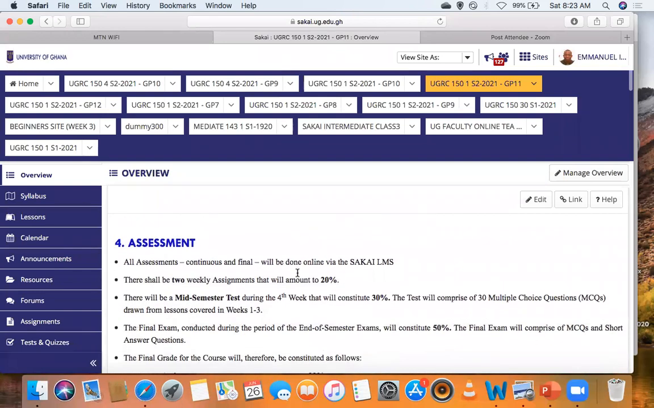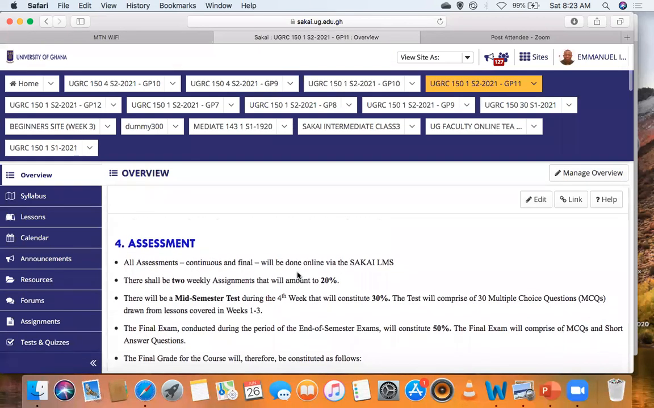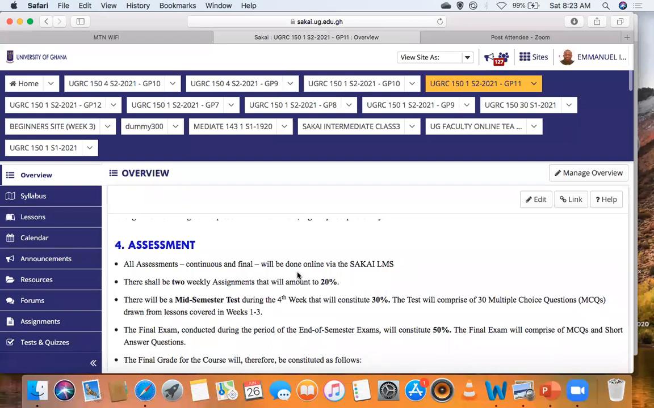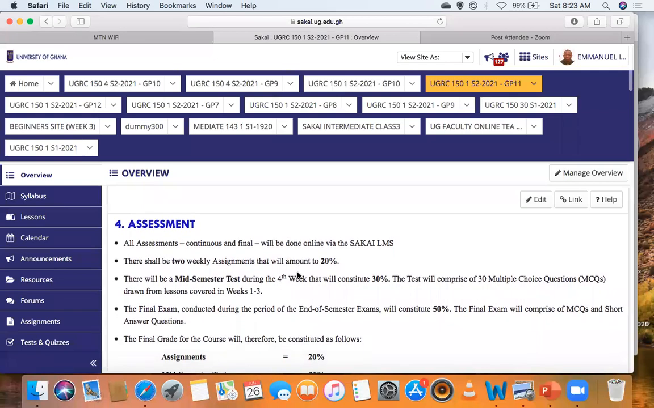Let's highlight a few other things in this syllabus. There'll be about 4 assessments. We have 2 assignments. Each assignment is 10%. So the 2 of them is 20%. Then there's a mid-semester test, which is 30%. So 30% plus 20% for the assignments, that's 50%. Then we have the final exam, which is 50%. So 50/50 is 100.